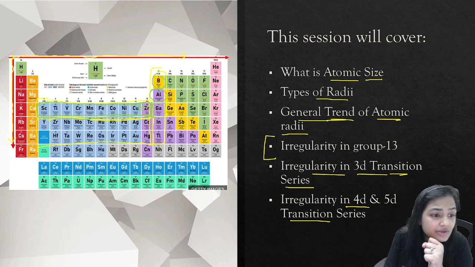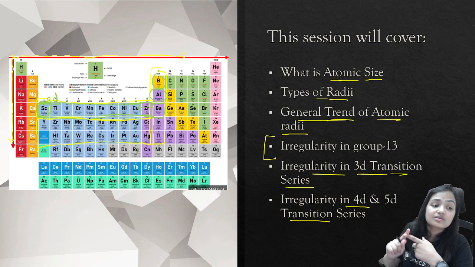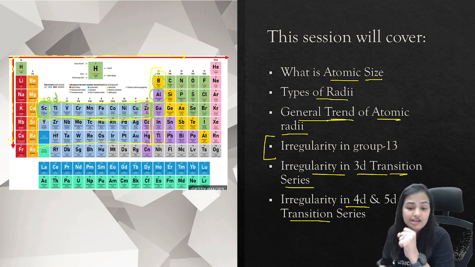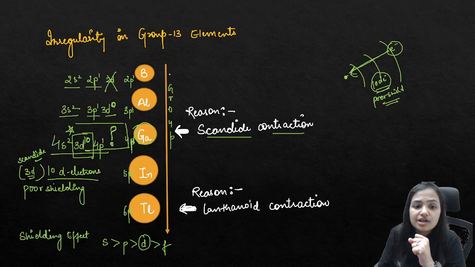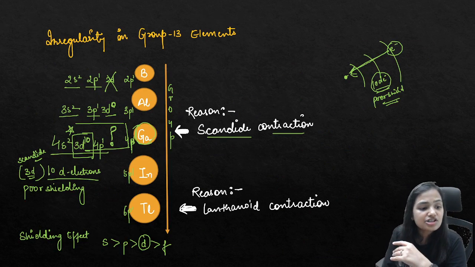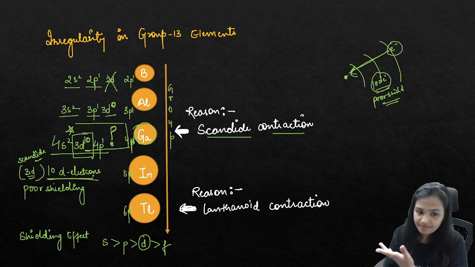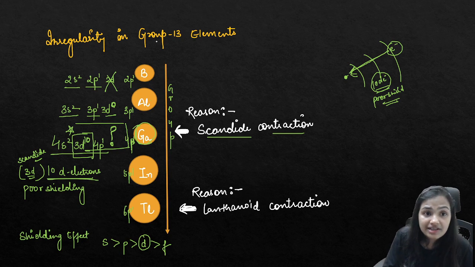And here, because of this 3d series, the first element is the Scandide element, scandium. So that's how this is known as the Scandide contraction. There is a contraction, there is a decrease. So this decrease is known as the Scandide contraction. In one simple phrase, you can say that this is the Scandide contraction, or the poor shielding caused by the 10 d electrons.